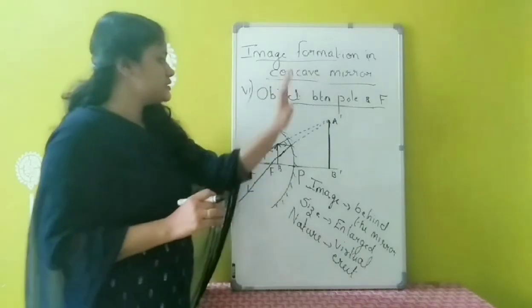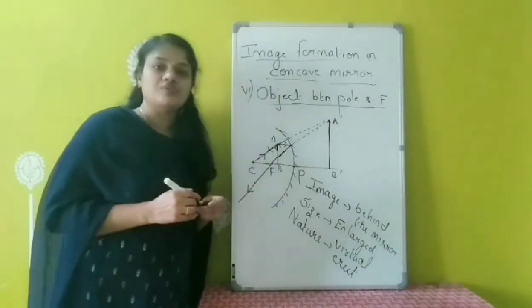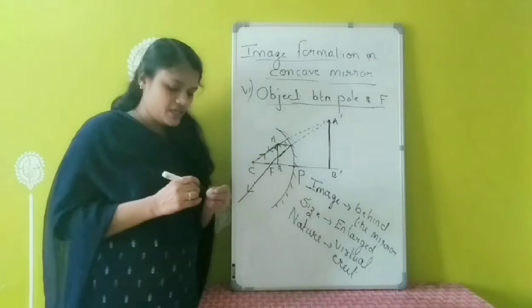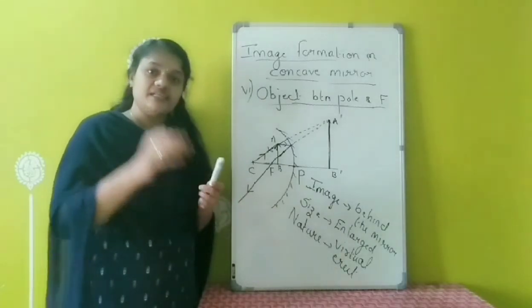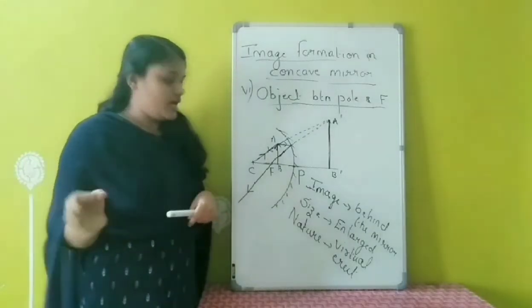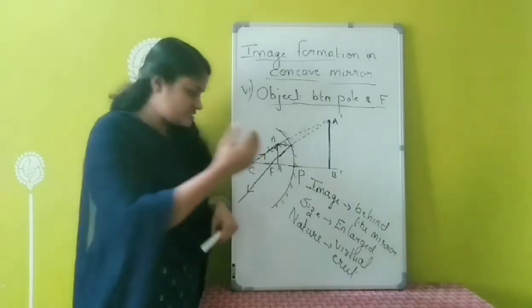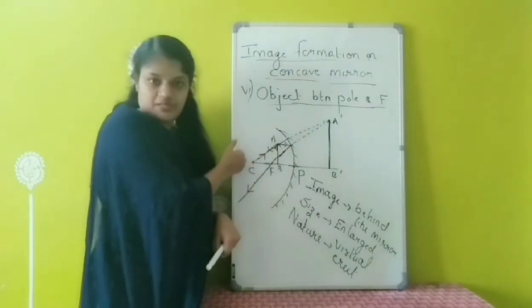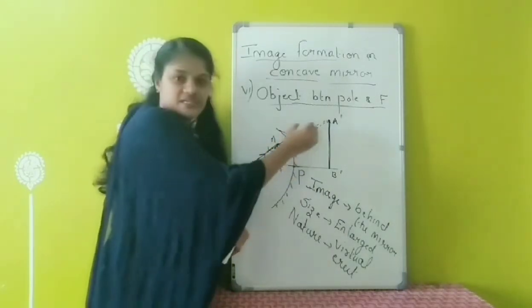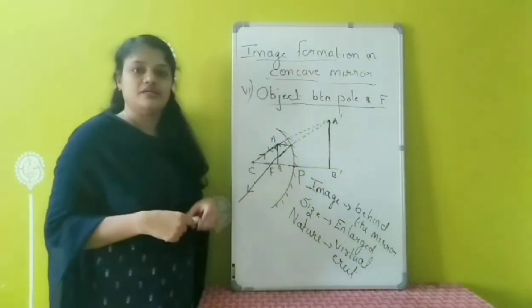So these are the 6 cases in case of which one? Concave mirror. So in the case of concave mirror, in all the first 5 cases we are getting only real inverted image, and all the real inverted images we are getting only on the left hand side of the mirror. So only this virtual image we are getting behind the mirror.